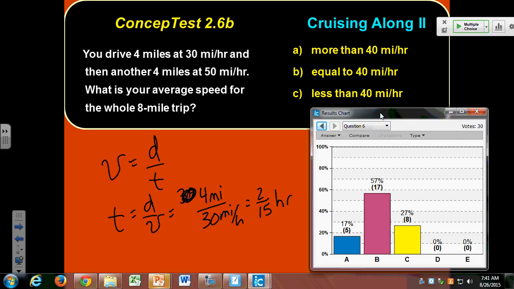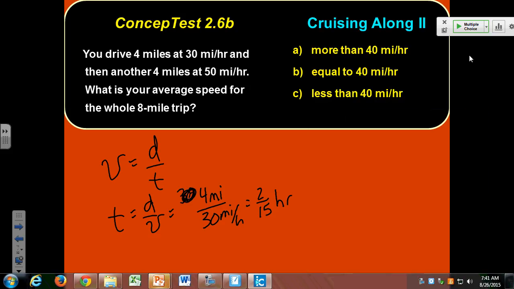So that means what's going to happen to the average speed? I'll let y'all try this again. The answer is not B. It's either A or C. Which is it? If I'm traveling for a longer time at 30 miles an hour, what happens to my average speed?